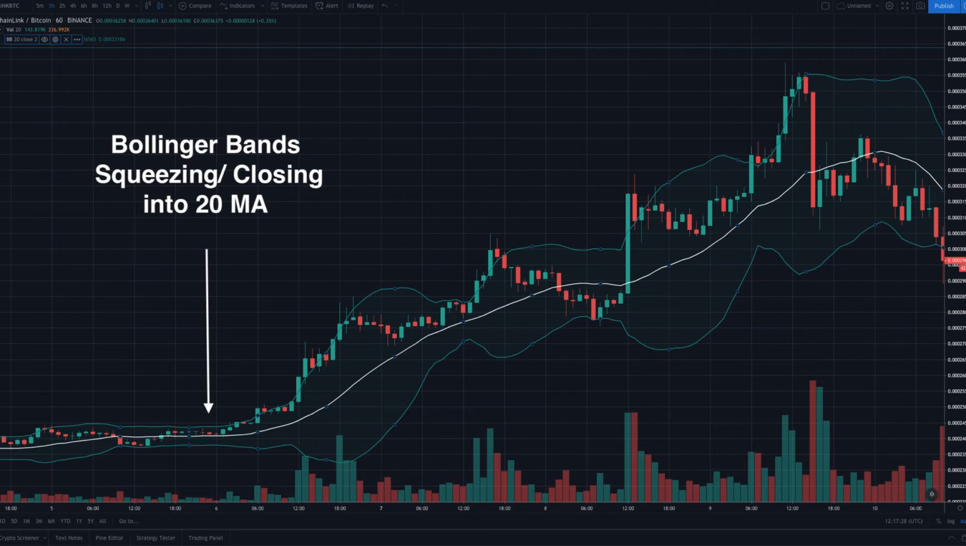You can see here on the left-hand side of the chart some sideways movements. The Bollinger Bands have narrowed, they're closing in on that moving average. Now this is a period of low volatility, the bands have narrowed, and the expectation is that we could get a big move when volatility increases.